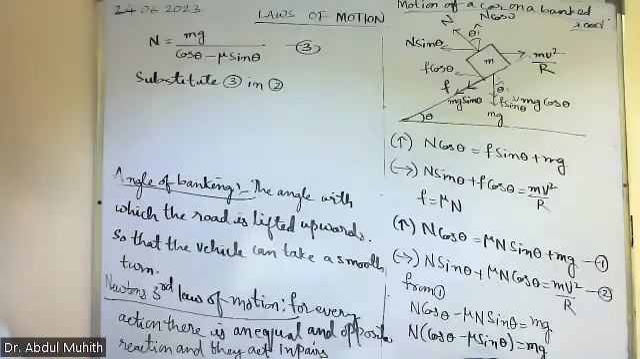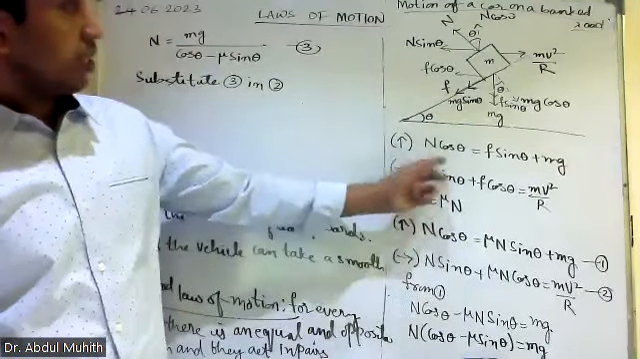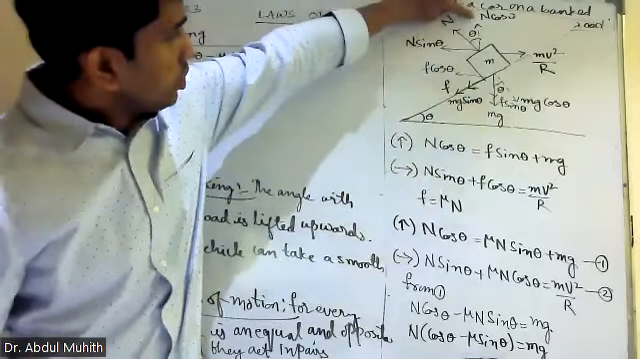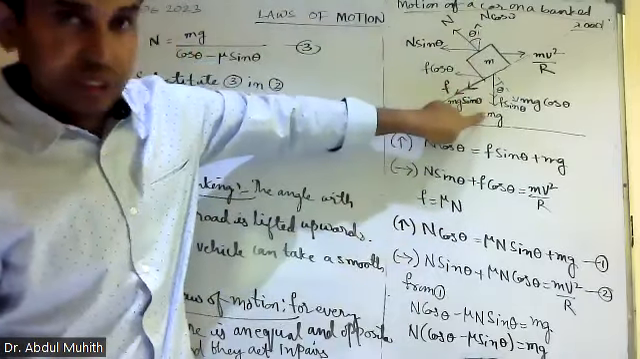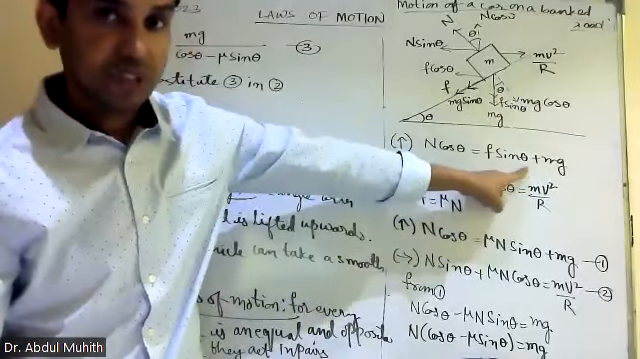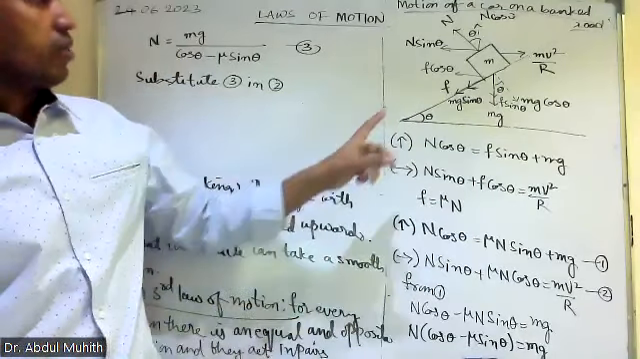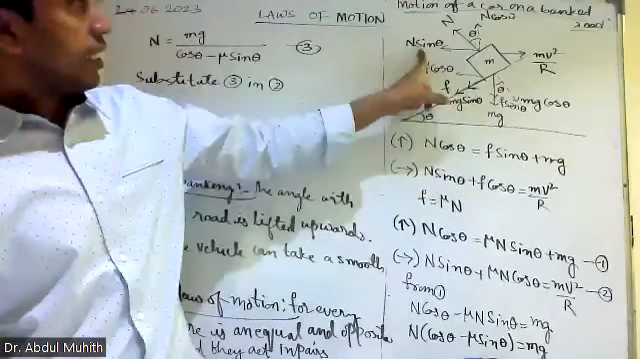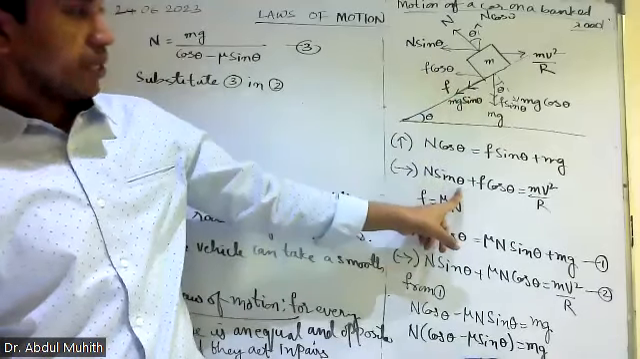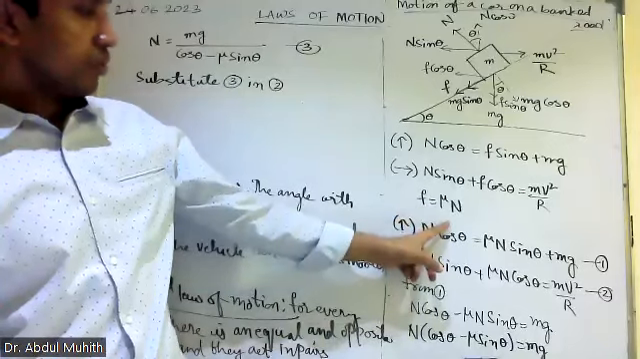How do we get n cos theta equal to f sin theta plus mg? Once again, see here: vertical upward force equals the two downward forces. So n cos theta equal to f sin theta plus mg. Is this clear? Yes, sir. Second one, what is that? N sin theta plus f cos theta equal to mv square by r. Is that clear? Yes, sir. And f equal to mu times n.